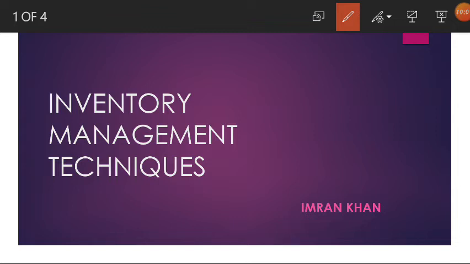The next technique is based on consumption rate, called FSN analysis, that is fast moving, slow moving and non-moving items. Fast moving items should get more concentration, and their schedule should have more production. So production should be more for these fast moving items.